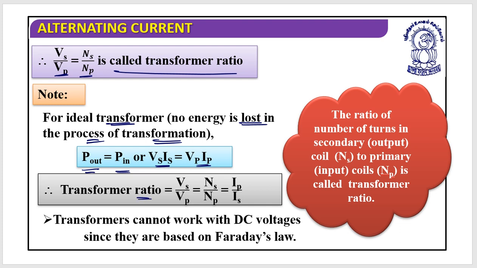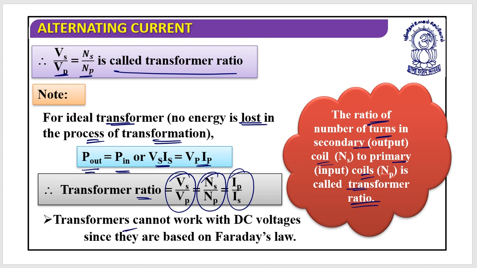And this transformer ratio, the ratio of this transformer, it's Vs by Vp. That would be equal to Ns by Np or Ip by Is. So the ratio of the number of turns in the secondary coil to the primary coil is called the transformer ratio.